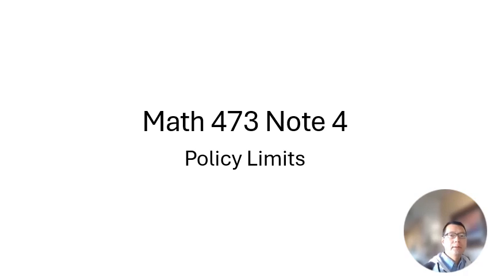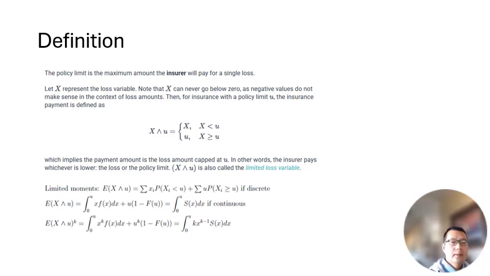Hello everyone. Today we are going to talk about policy limit. Let's learn the definition of the policy limit. The policy limit is the maximum amount the insurer will pay for a single loss.